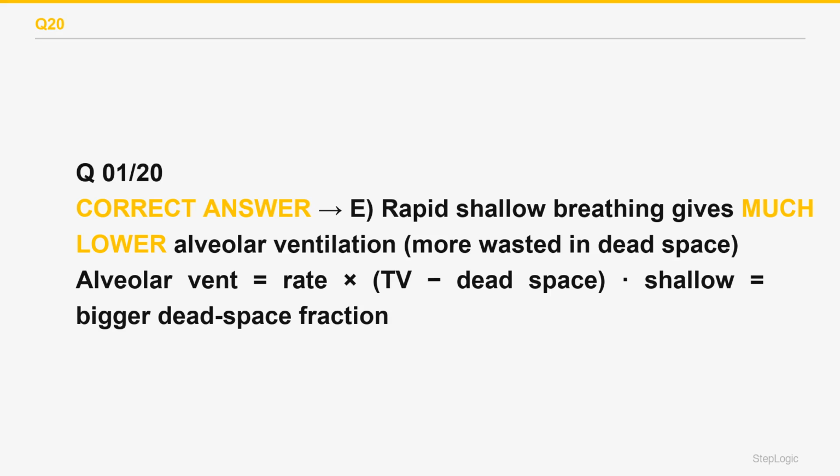The principle is that dead space is a fixed volume per breath, so when the tidal volume is small, the dead space consumes a much larger fraction of each breath, leaving little for actual gas exchange. This is why rapid, shallow breathing is inefficient and can cause hypercapnia despite a normal-looking minute ventilation. Slow, deep breaths are far more efficient at alveolar ventilation. The greater dead space waste of rapid, shallow breathing, lowering alveolar ventilation, is the answer.